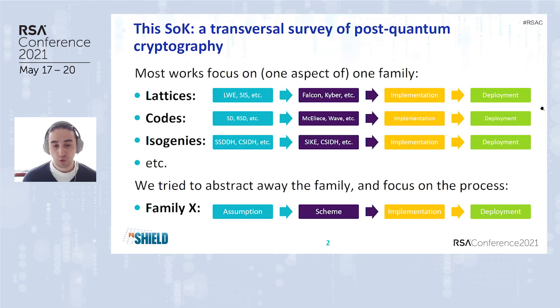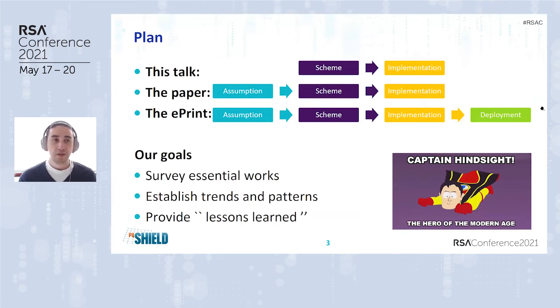And the way we hope to achieve that is by realizing a transversal approach, in the sense that instead of focusing on each family, we abstract away the family and we focus on a four-step process, which is formulating an assumption, designing a cryptographic scheme, implementing this scheme, and deploying this scheme. And this talk, for time constraints, will only focus on two steps, which is designing a scheme and implementing them. But then in the CNRS paper, we also discuss the assumptions. And in the ePrint, we discuss all four steps.